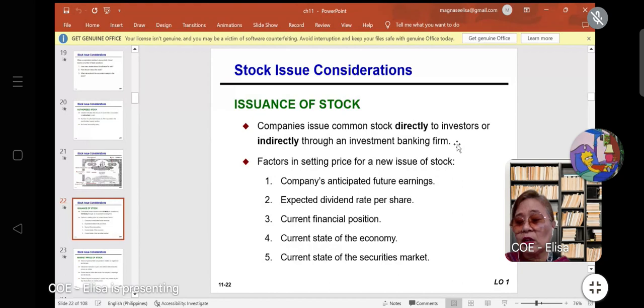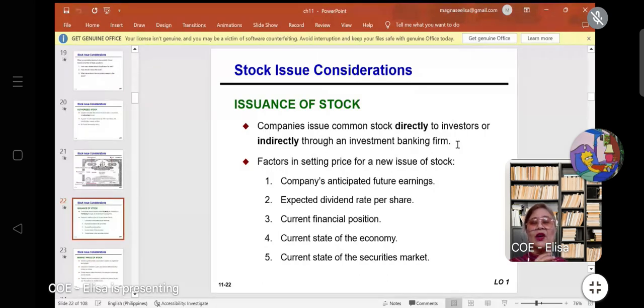It could still be through RCBC. But I know for a fact, because we as a family, a couple, have an existing investment in San Miguel Corporation. We bought some bonds and also some stocks, so something like that. So through RCBC. Now, factors in setting price for a new issue of stock.